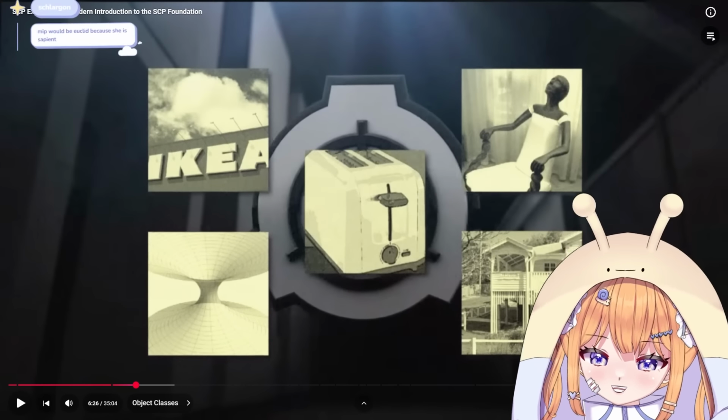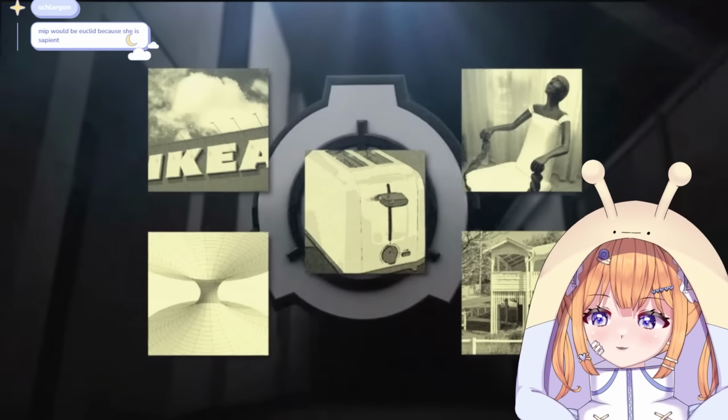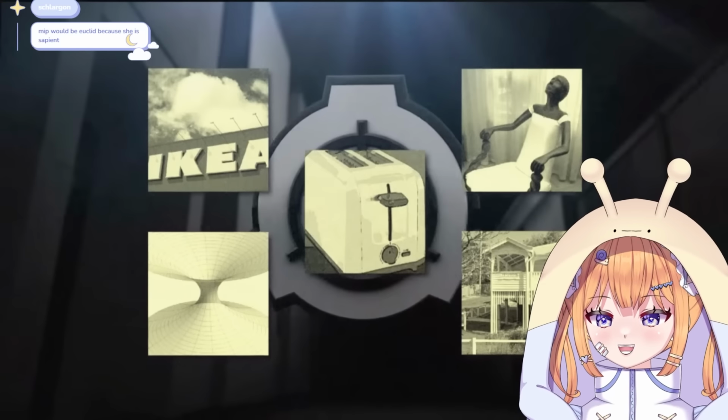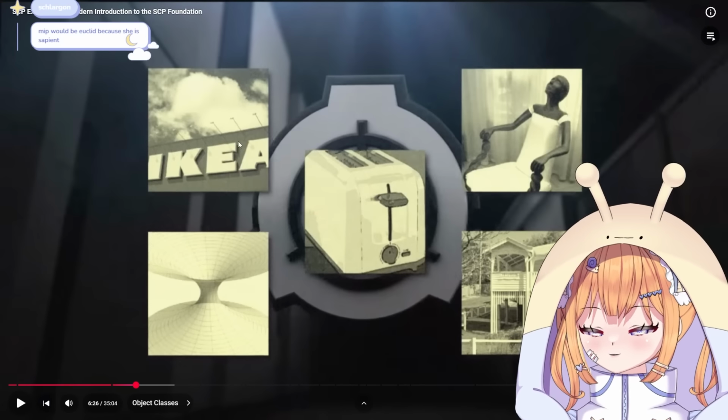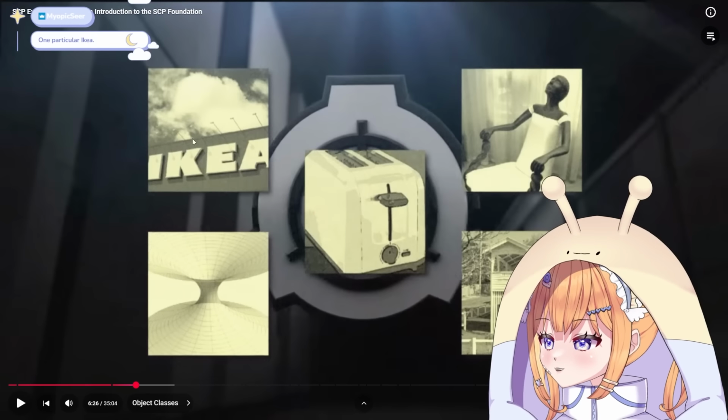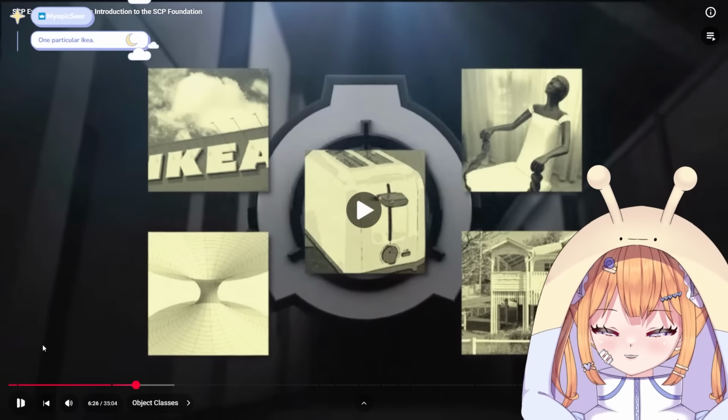IKEA! Guys, if you stop going to IKEA, it's going to be dangerous. You think it'll be Euclid? But I don't know. Wait, okay, we've got to read up on the individual SCPs. Yeah, this is not just IKEA, right? Yeah, this is one particular IKEA.